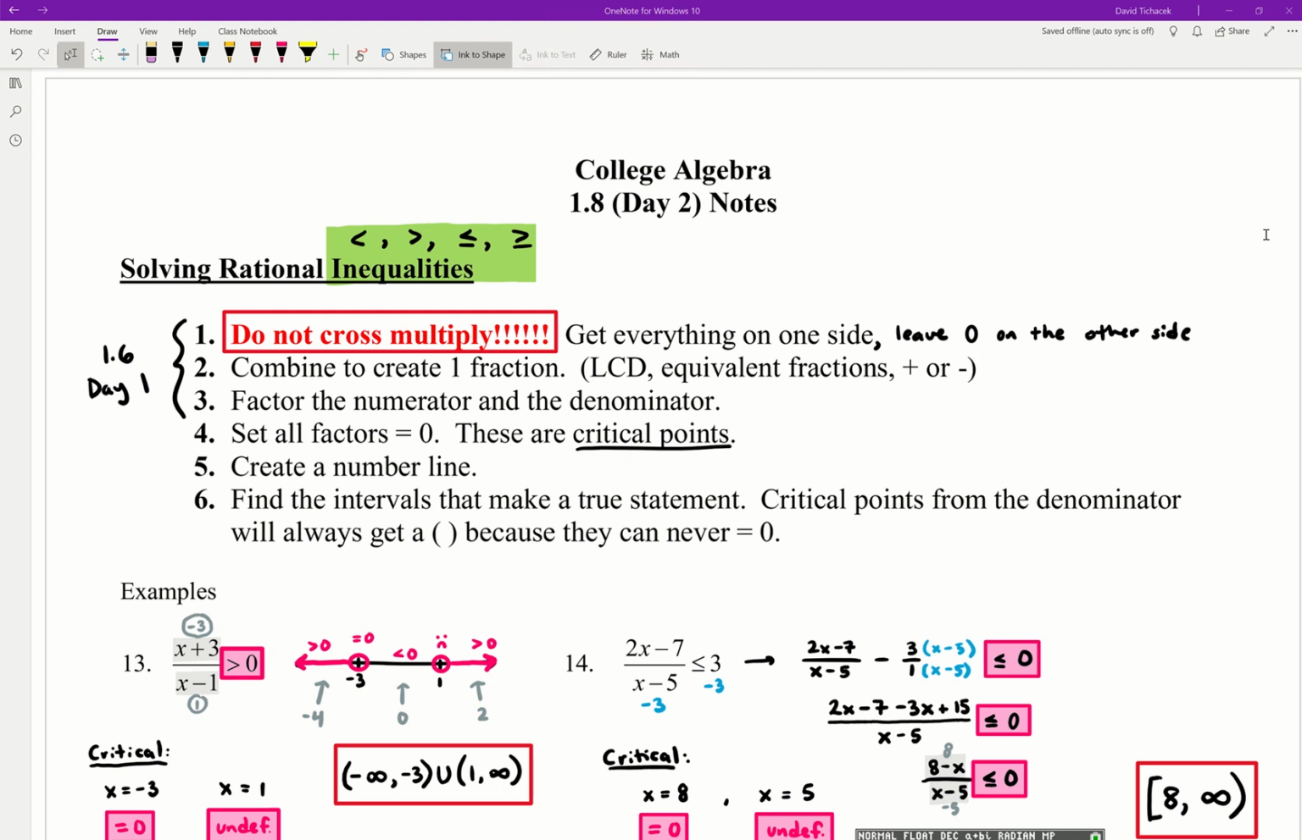Alright friends, welcome back. In this video, I'd like to take a second look at section 1.8 of your textbook, and we're going to specifically solve rational inequalities. So let's get started with that.